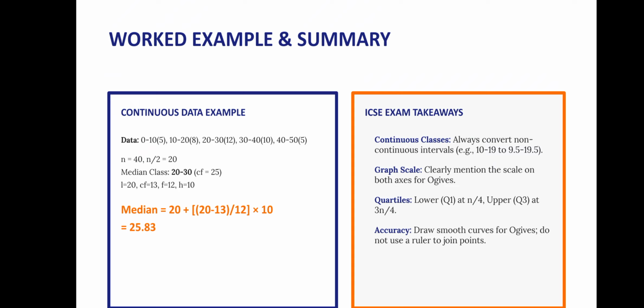Quartiles, that we know the formula, upper quartile, lower quartile. We know the lower quartile is n by 4, upper quartile is 3n by 4. Easily we can find them by finding the value of n. Draw smooth curves for ogives. Do not use a ruler to join the points. That's an important point. Do not use the ruler because the examiner checks these ogives. The line of the ogive should be smooth, it should not be drawn with the scale.